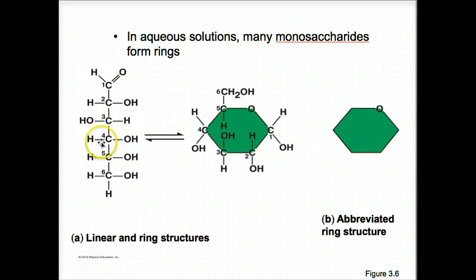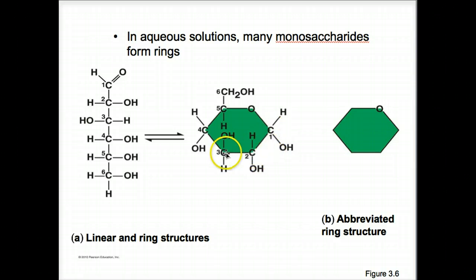So this would be called the linear structure of glucose. Notice you still have your 1, 2, 3, 4, 5, 6 carbons. And you still have your 12 hydrogens and your 6 oxygens if you wanted to count. In an aqueous solution, these rings form spontaneously. So if you were to count, everything would be exactly the same.